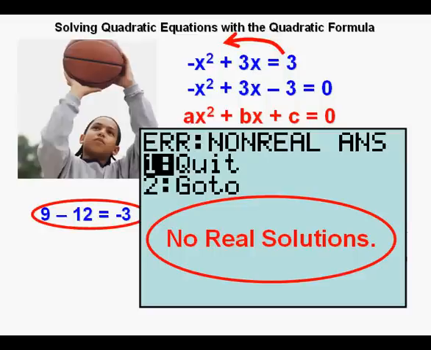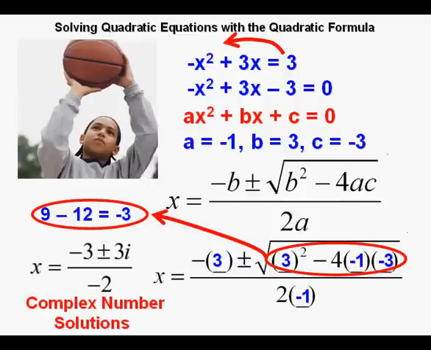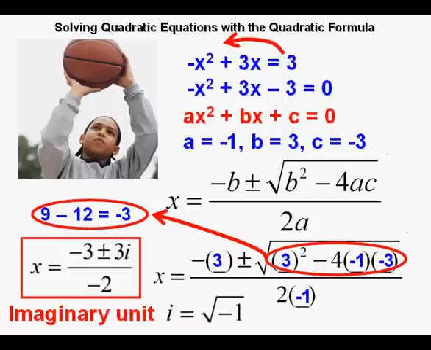However, we can go ahead and get complex number solutions to the equation. We get x equals negative 3 plus or minus 3i over negative 2, which we box in as our correct answer. The imaginary number unit i is defined as the square root of negative 1.